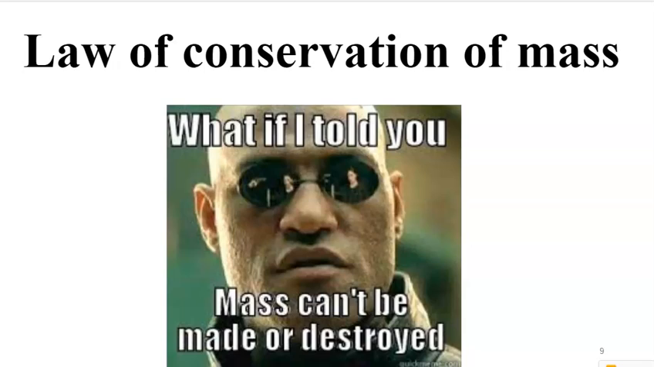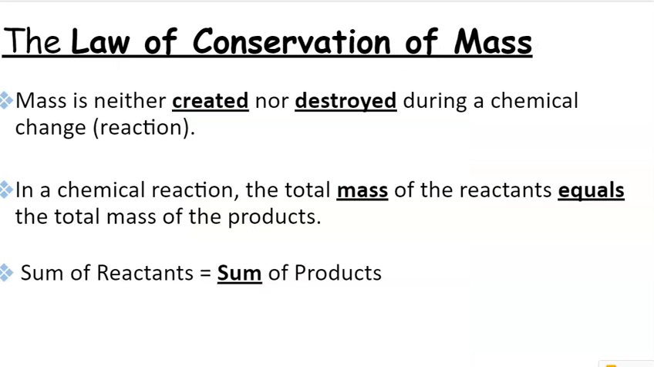Let's talk about the law of conservation of mass. It says, what if I told you mass can't be made or destroyed? That is true. So the law of conservation of mass states that mass is neither created nor destroyed during a chemical reaction, and in a chemical reaction, the total mass of the reactants is equal to the total mass of the products. So the sum of the reactants is equal to the sum of the products.